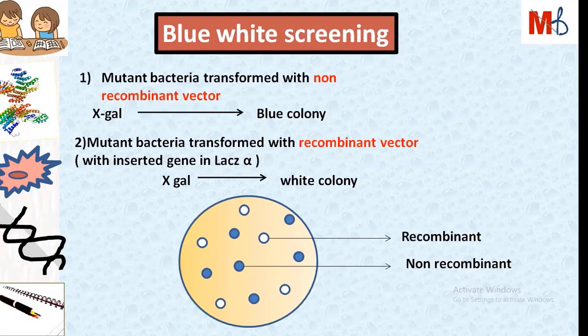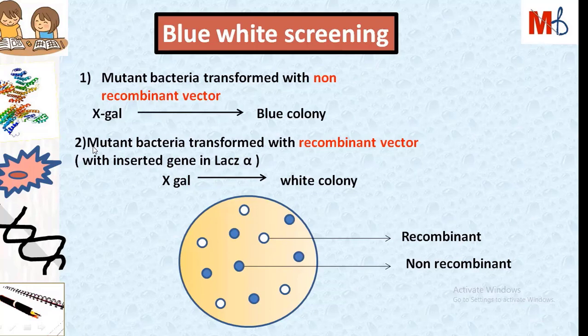So far we have seen how blue color colonies form and how white color colonies form. So now let's talk about this blue-white screening. Suppose we take the mutant bacteria which is transformed with a non-recombinant vector. Non-recombinant vector means that the lacZ alpha gene is intact. That means no gene of interest is present at lacZ alpha. lacZ alpha now forms the alpha peptide, which can complement the omega peptide and then form the active protein, and that active protein can convert this X-Gal into blue color product. This is simple and you know it very well.